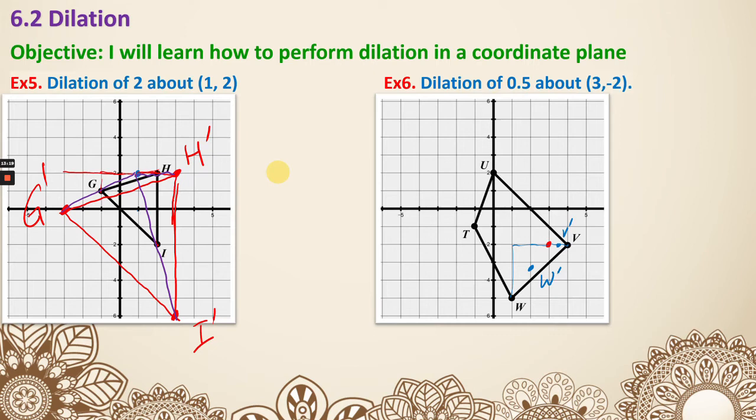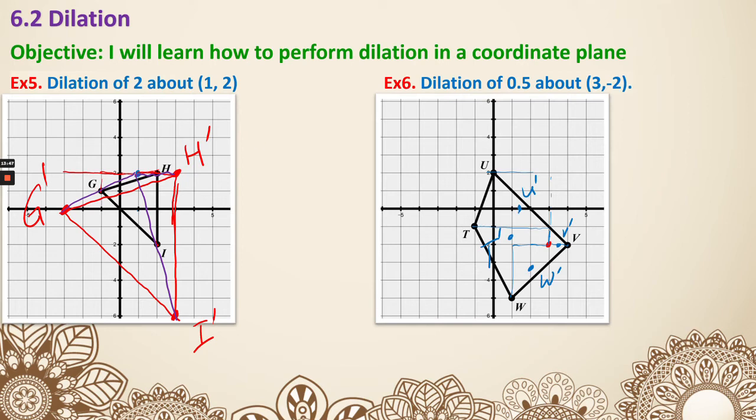That is W prime. T, 1 up, 4 to the left. I need 1/2 of it, so it's going to be 1/2 up, then 2 to the left. So T is going to be right there. So T prime. U, that is 1, 2, 3, 4 up, 3 to the left. I need 1/2 of it, so 2 up, 1.5 to the left. So that is going to be U prime.